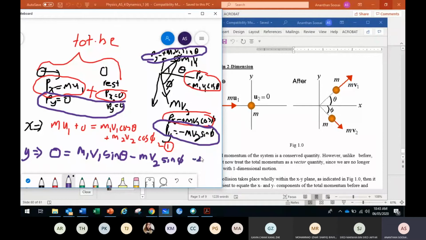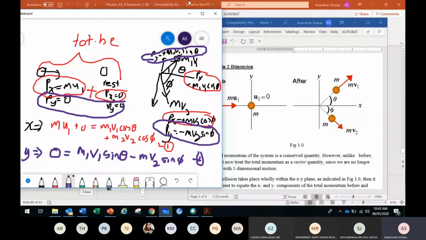Okay, this is the second equation. So this is how you write the two momentum equations. In 2 dimensions, conservation happens in 2 dimensions, so you can form 2 equations. Now, any questions from here?